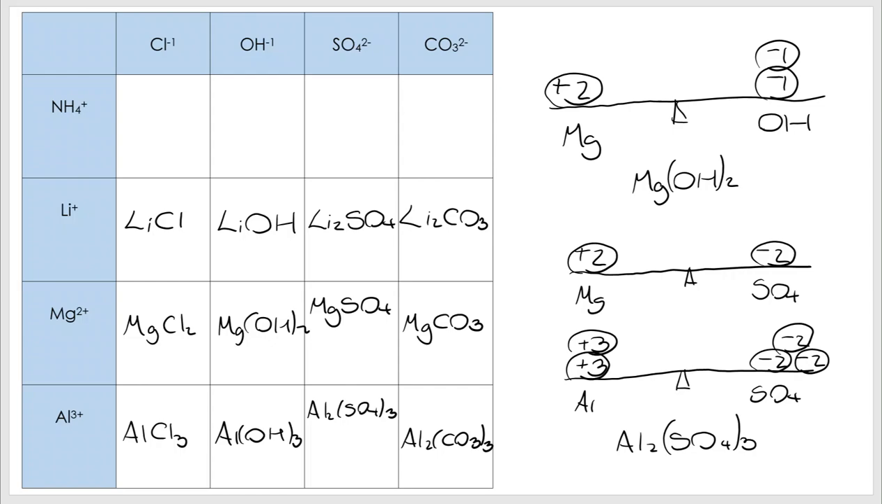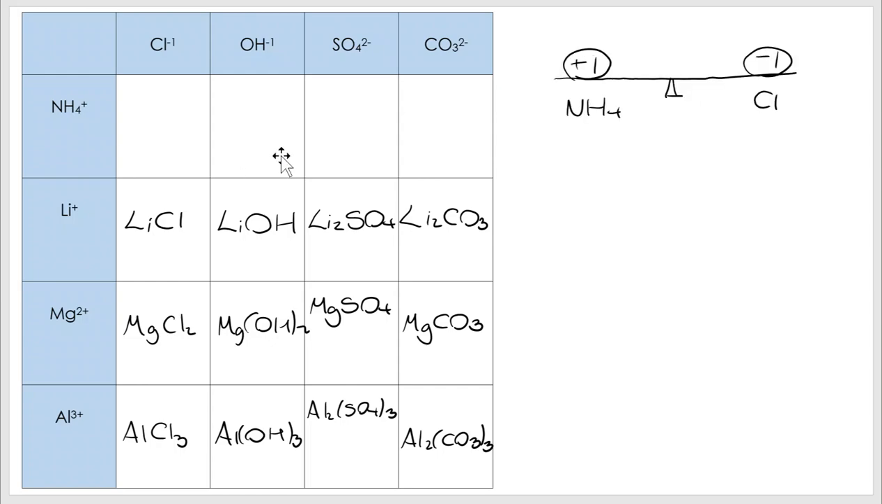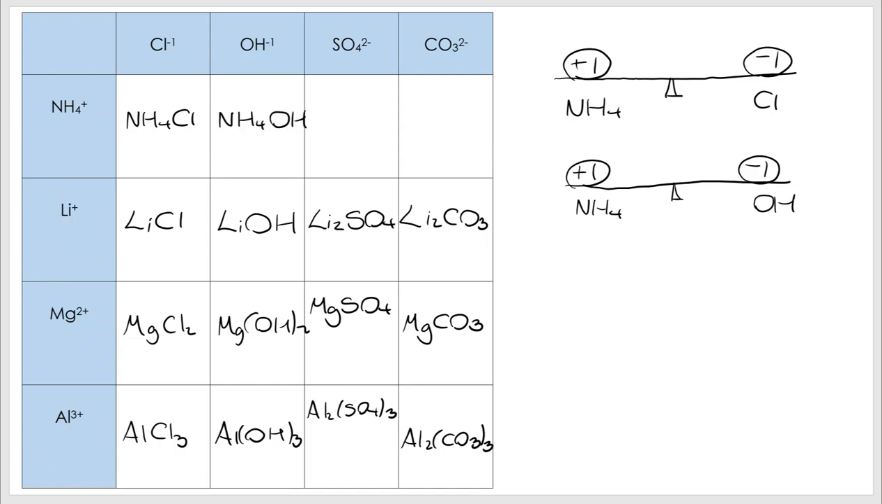And now let's go to this top line. I take my NH4 and my Cl. I've got one of each of them. I'm simply going to put my positive ion, then my negative ion. I'm not going to change the structure, NH4Cl. Exactly the same thing happens if I do NH4 with OH, plus 1, minus 1, one of each. The formula is NH4OH.